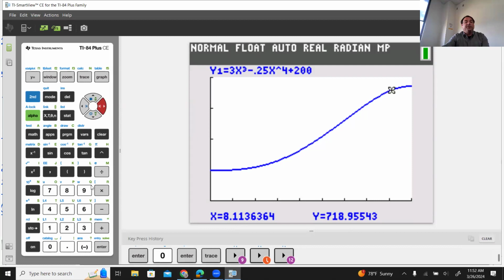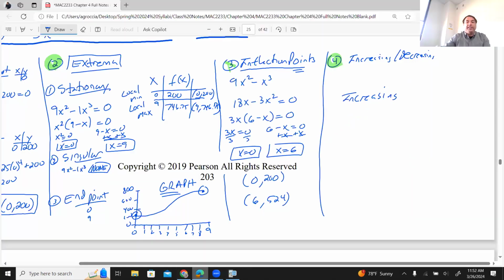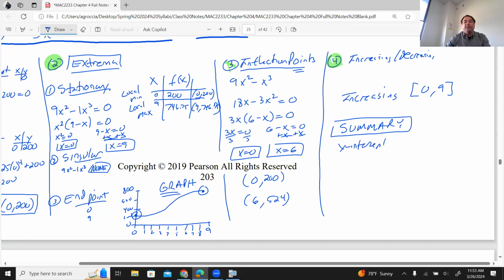So here, to answer this question, when is it increasing? It's always increasing from 0 all the way to 9. And 0 and 9 are included because the domain has it as equal to. Okay, so if I was going to give a summary, which is the whole point of analyzing a graph, what did we find? We found x-intercept, none.